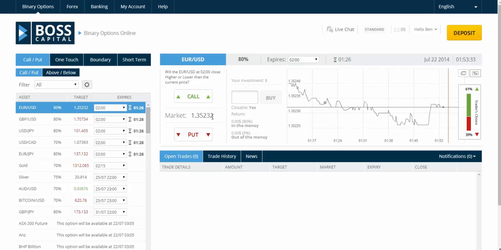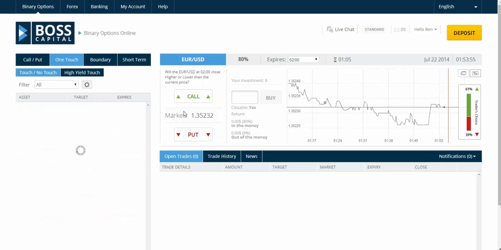If you think the price will go up, you'll click call. If you think it's going to go down, you'll click put. And then after that you'll place your investment and you'll buy the option. So it's pretty straightforward. If the price ends higher and you placed a call, you get the profit. If you placed a put and it's lower, you get the profit, otherwise not so much. So that's the call put.